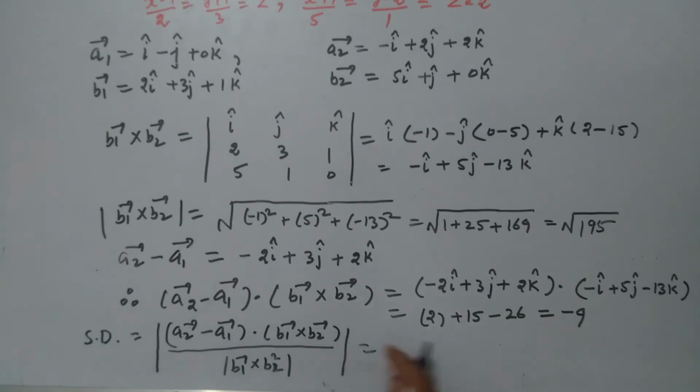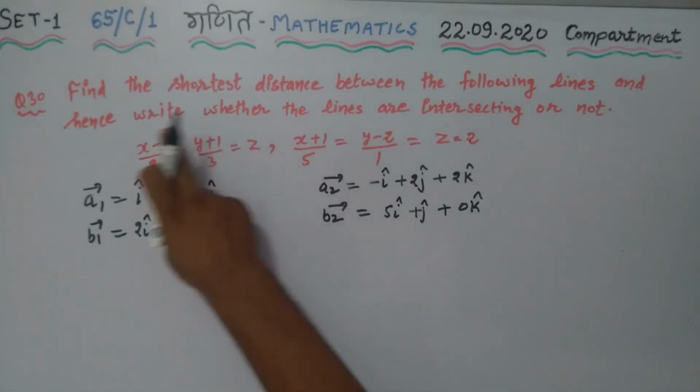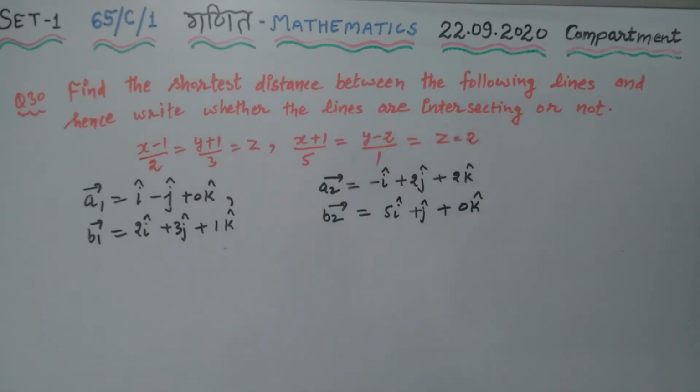So which is equal to, this numerator result is minus 9, after modulus this becomes plus 9. Magnitude of b1 cross b2 is square root of 195. This is the required shortest distance. Now second part of the question, write whether two lines are intersecting or not.